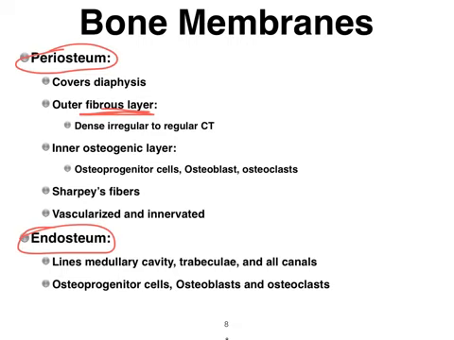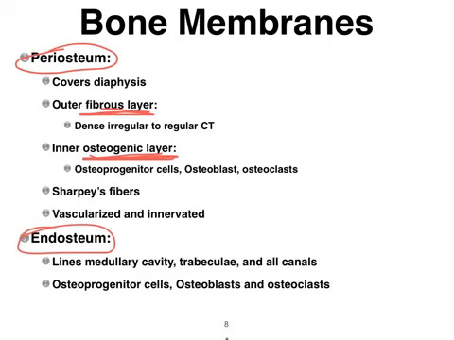It's vascularized, it's innervated, and it provides some protection. But the inner layer, the layer that actually touches the bone itself, is just a bunch of bone cells, which we haven't said a whole lot about yet. And therefore, we refer to this layer as the osteogenic layer. You'll find out here in just a second why it's called the osteogenic layer.